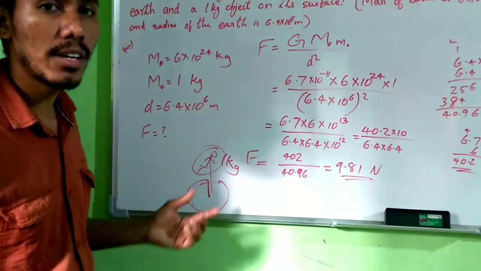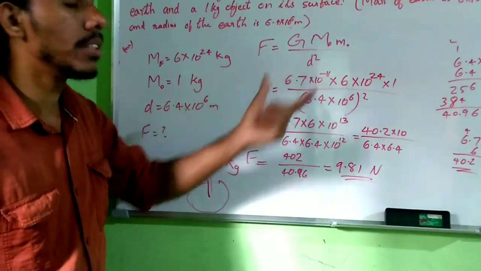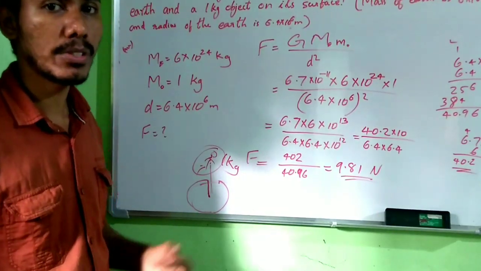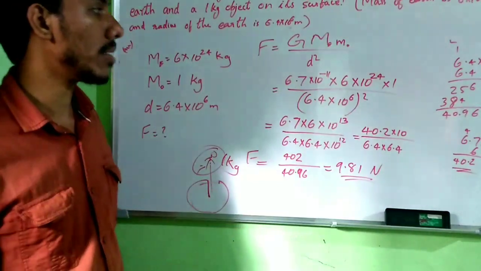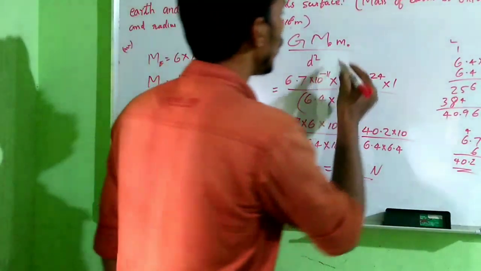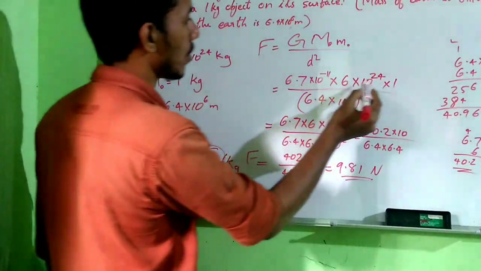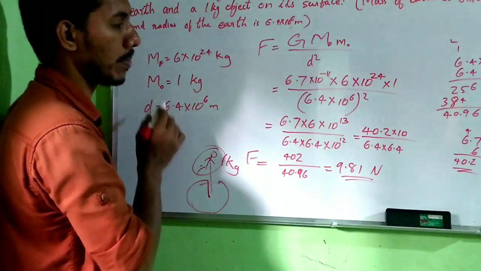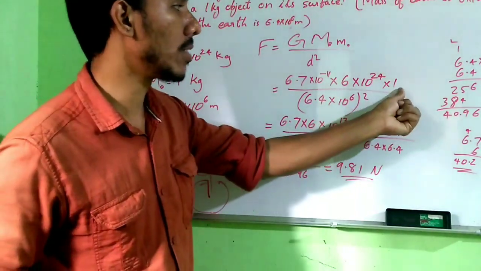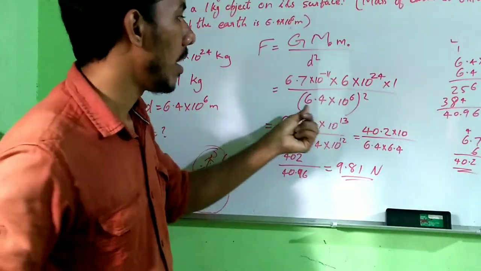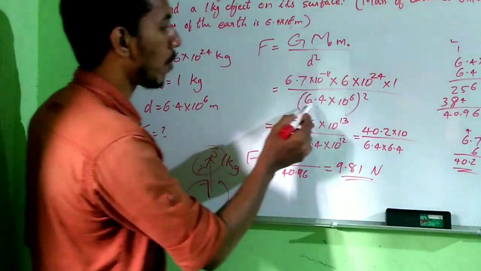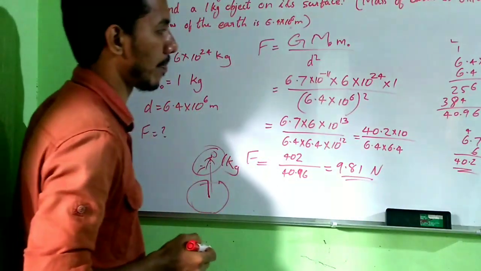Then we want to find the force. What is the equation? F is equal to G m m divided by d square. Substitute the values. G is equal to 6.7 into 10 raised to minus 11, into the mass of earth, 6 into 10 raised to 24, and the mass of that object is only 1 kilogram, so just substitute the value as 1. And d square, 6.4 into 10 raised to 6, the whole square.